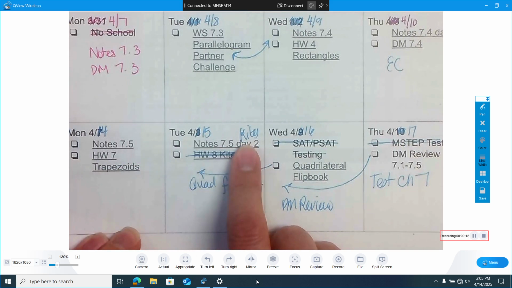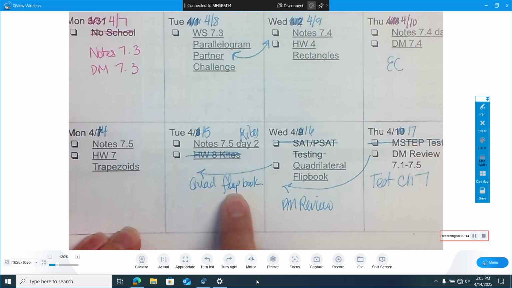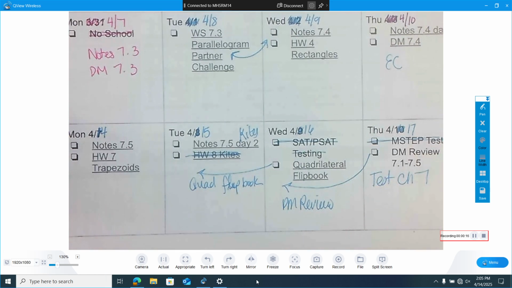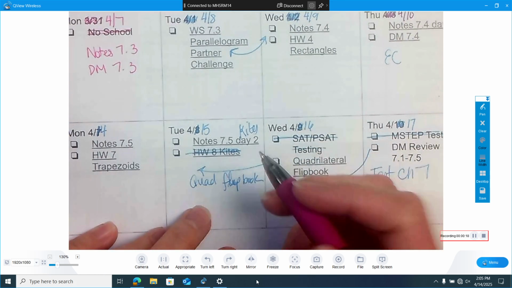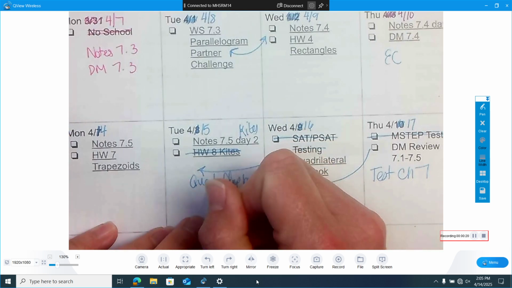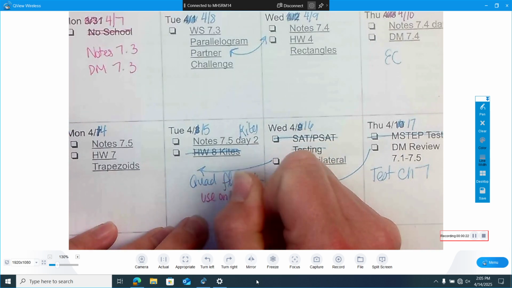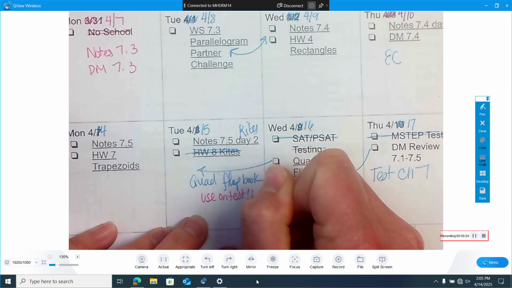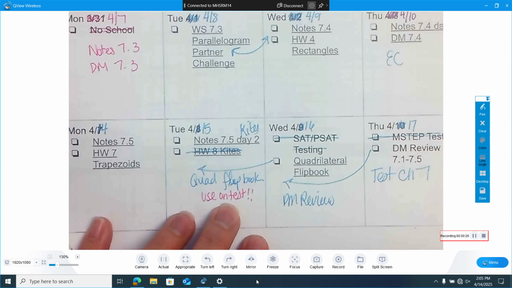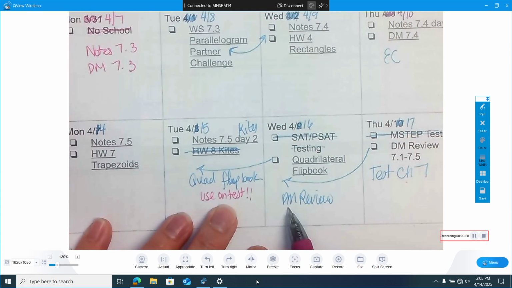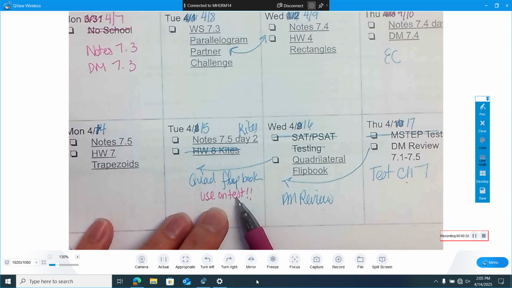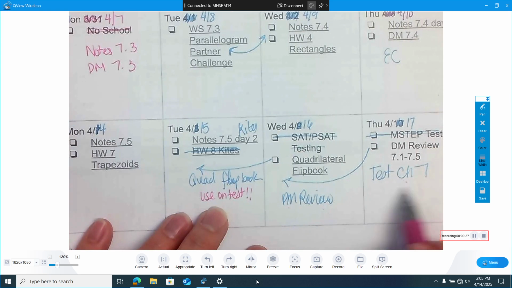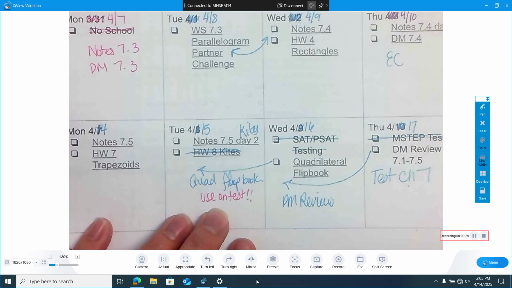Tomorrow we're going to do short notes on kites, and then I'm going to give you your quadrilateral flip book, which will review for you. Whatever you write on that quadrilateral flip book, you can use on test day. You'll have a Delta Math review. Your test is on Thursday.